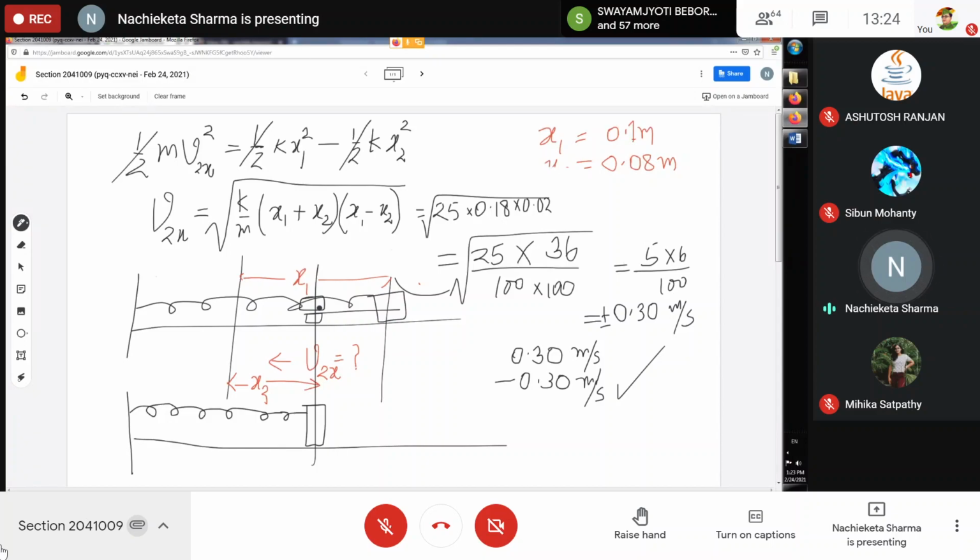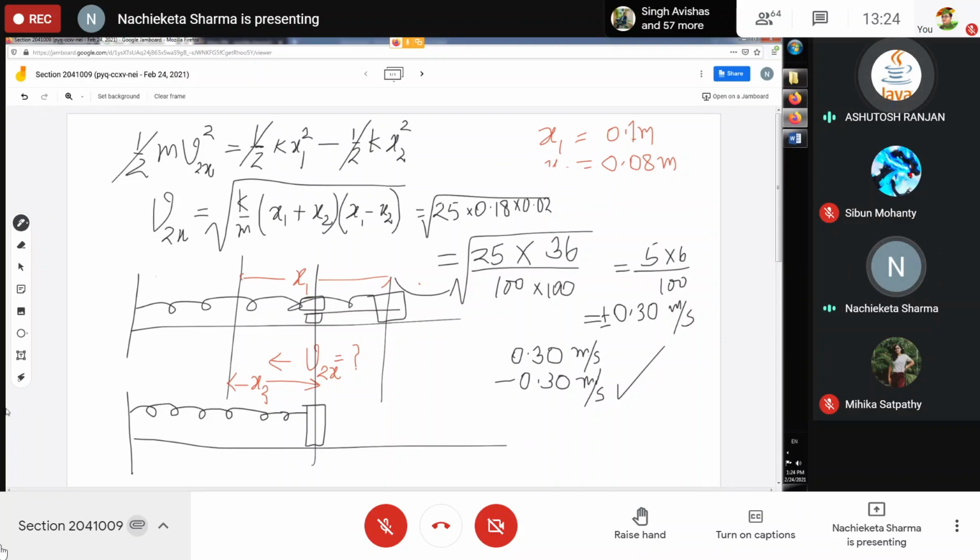The only difference is in the velocity. In the first case, the velocity was upward. In the second case, the velocity was downward. Exactly here also, while moving in the onward journey, the velocity was positive, that is plus 0.30 meter per second at that position, that is 0.08 meter, and while returning, its velocity is minus 0.30 meter per second. So did you understand?